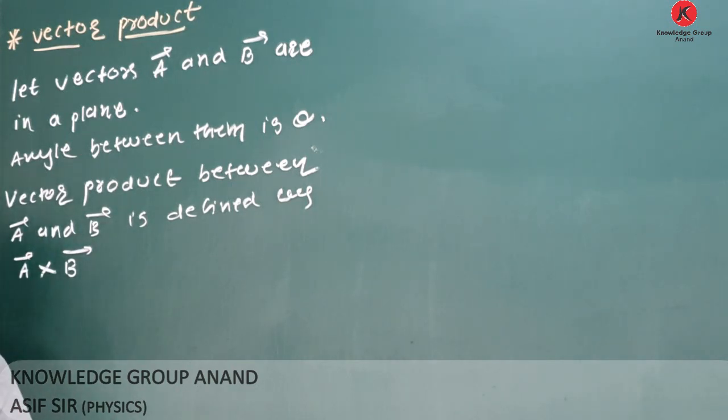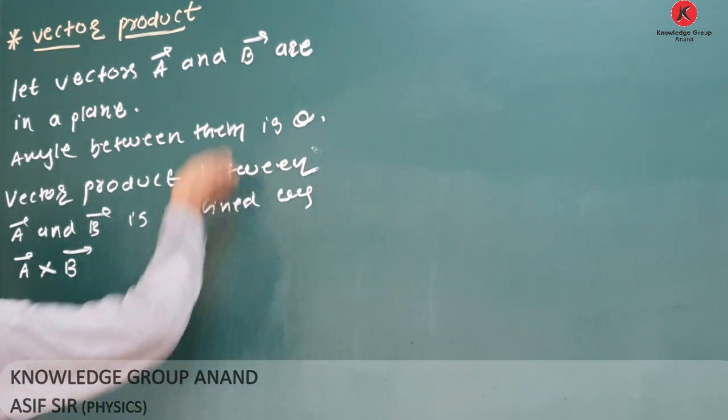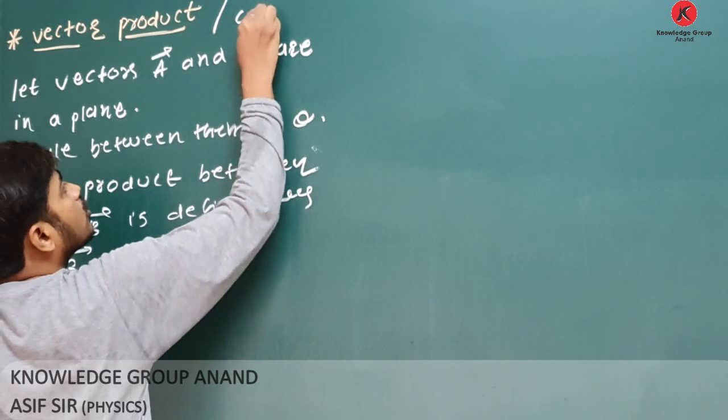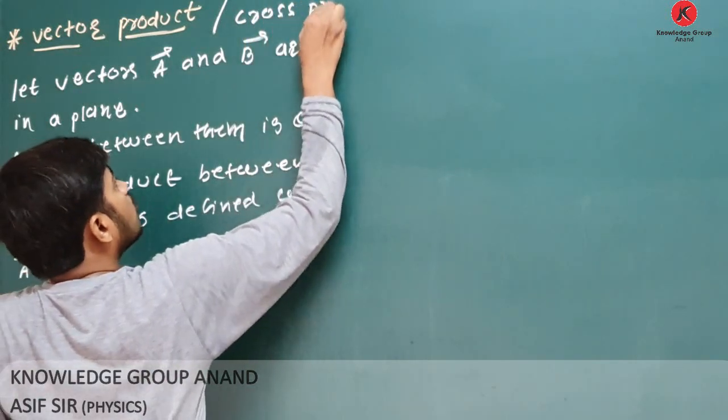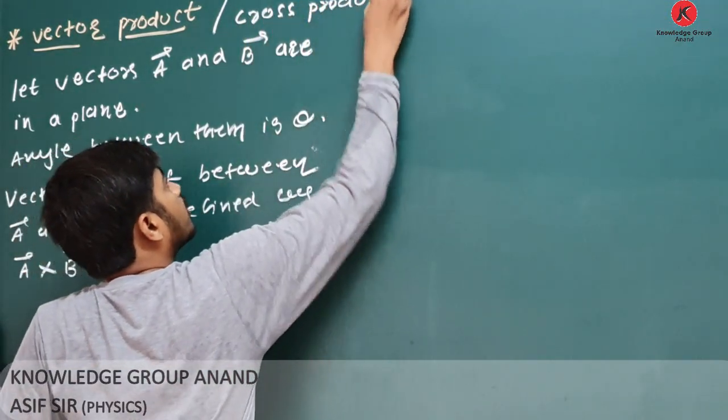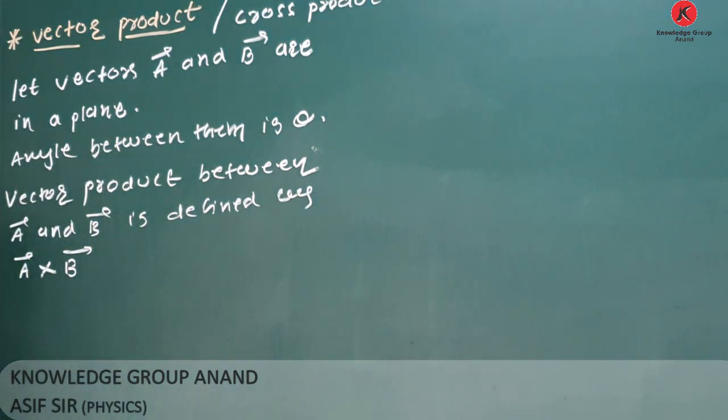See students, remember, whenever you have a vector product between two vectors, you have to put a cross sign between them. That's why this vector product is also called the cross product. So yes, it is A cross B.